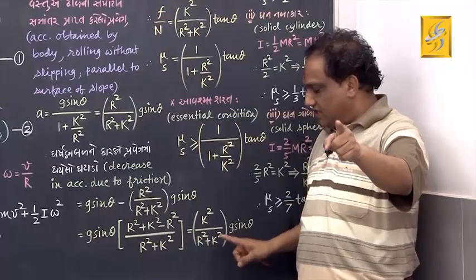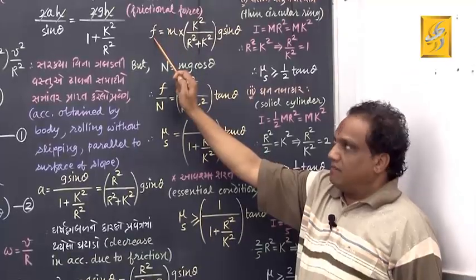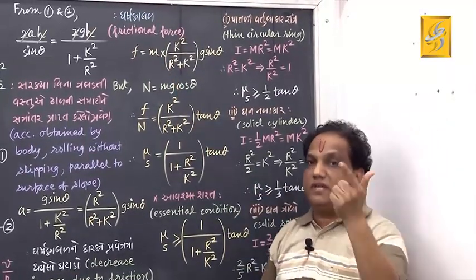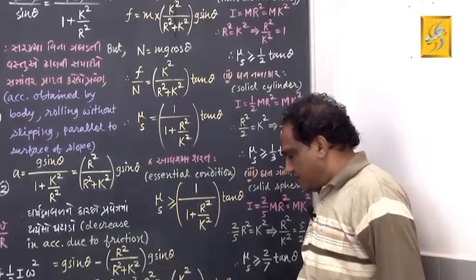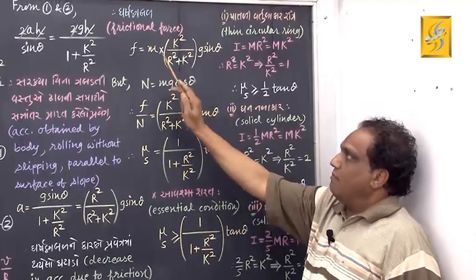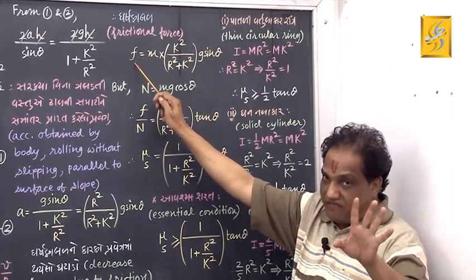If the decrease in acceleration is this much, what would be the frictional force? Frictional force is nothing but the mass of the body multiplied by the decrease in acceleration. The decrease in acceleration is K square upon R square plus K square into g sin theta. Mass into decrease in acceleration gives you the frictional force, shown by the symbol small f.